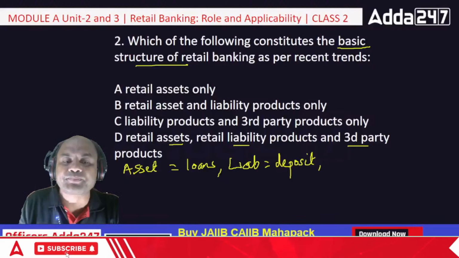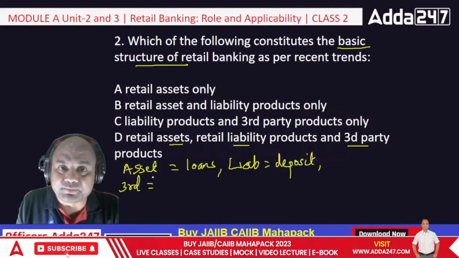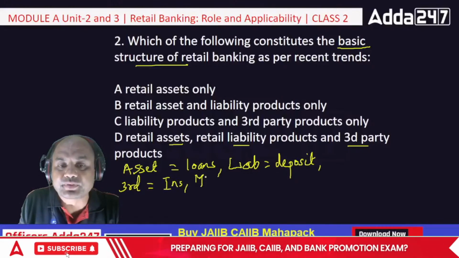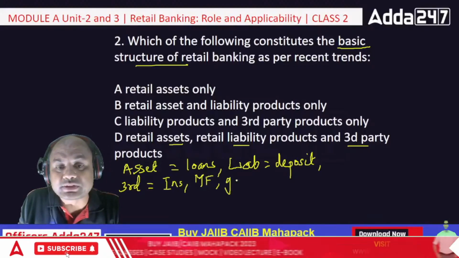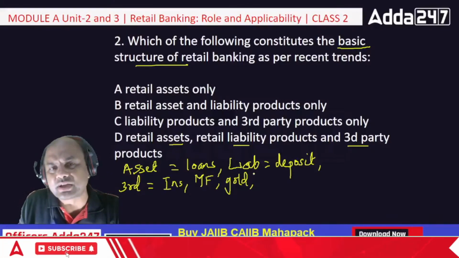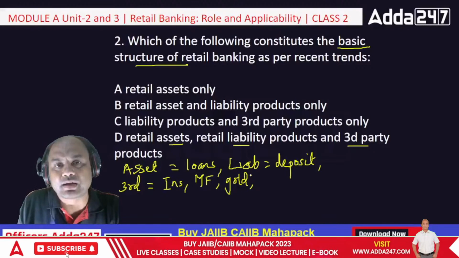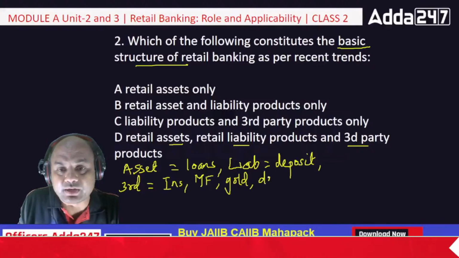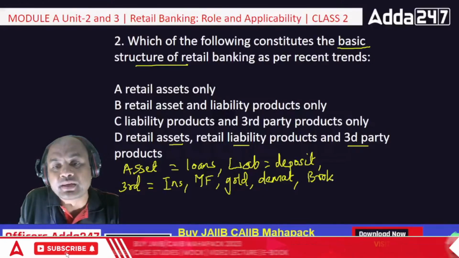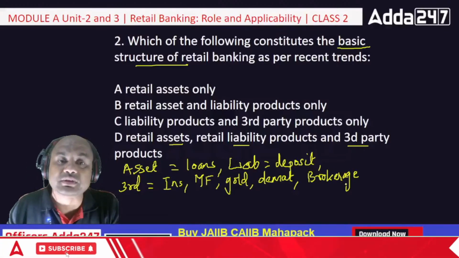And what does third party mean? Those products which are not of the bank but which the bank sells: insurance, mutual funds, and gold coins, which is also an important third party product. There are also demat accounts. Demat depends on the bank: some banks have their own demat account, some banks have a demat account of a different company. So demat is a mix. Then there is the brokerage account, which is like SMC or Kotak.